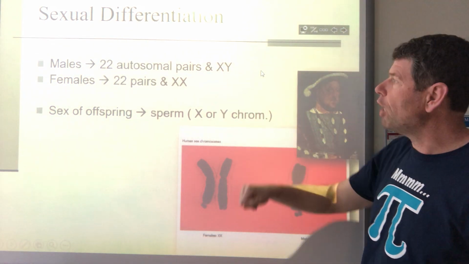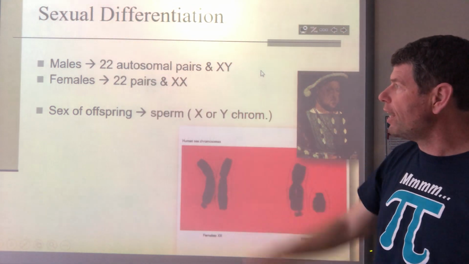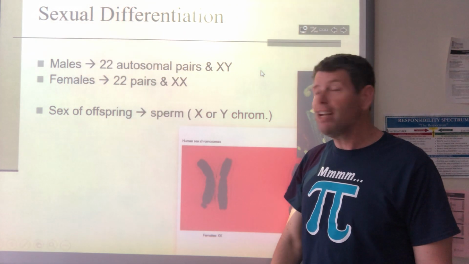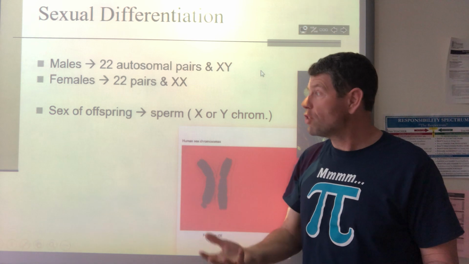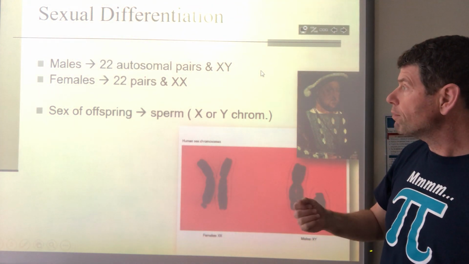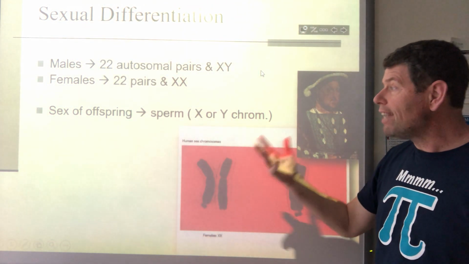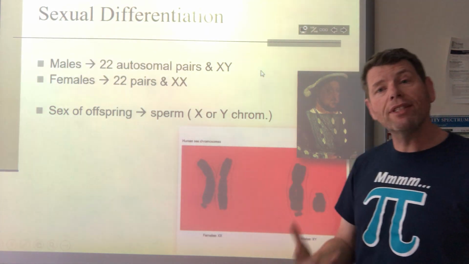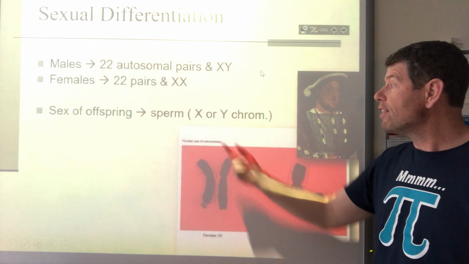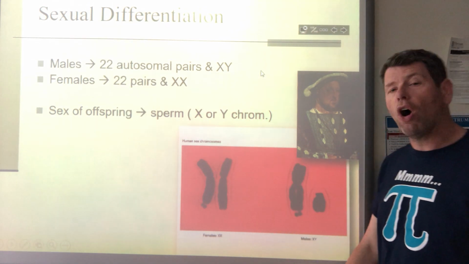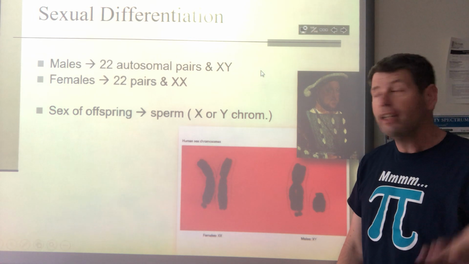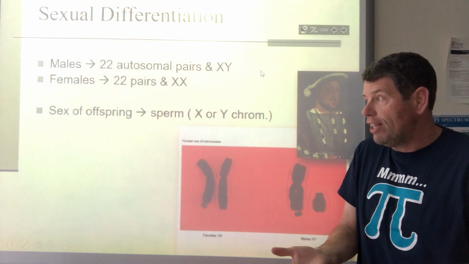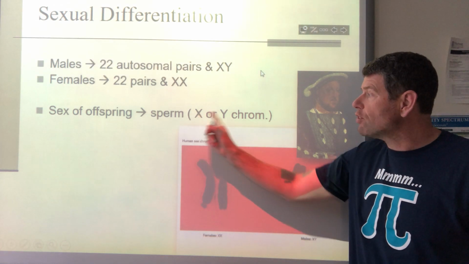So there again, we're talking about males having the 22 autosomal pairs, an X and a Y. Females have the 22 pairs, but they have an XX, which would be homologous chromosomes. Really, the sex of an offspring could be argued, of course, to be determined by the sperm, because it's either carrying the X or the Y, whereas all eggs or ova simply carry an X, because that's all that a female has to donate genetically. The male can donate an X or a Y.